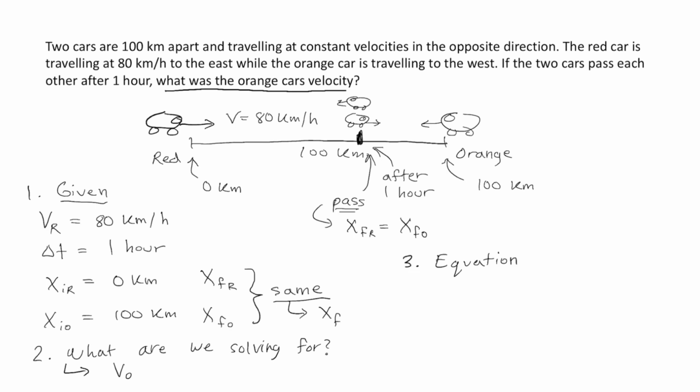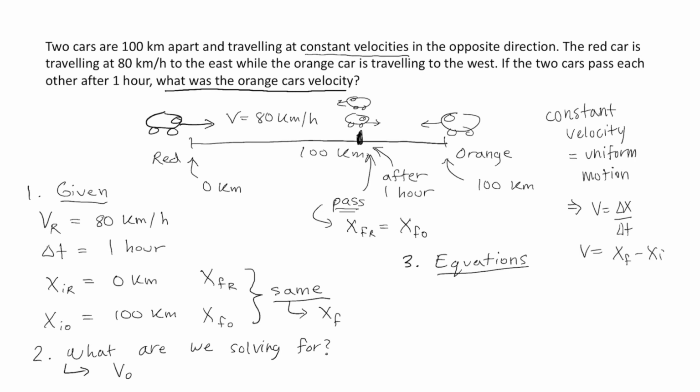With that, let's look at the equations we can use to solve this. We were told the cars are moving with a constant velocity. When you see the words constant velocity, you know you're moving with uniform motion, so there's no acceleration. And that should cue in that you can use the velocity equation, which says v is equal to the change in position delta x divided by the time it takes to change the position delta t. And we know we can expand this equation out and write it as v is equal to xf minus xi divided by delta t.